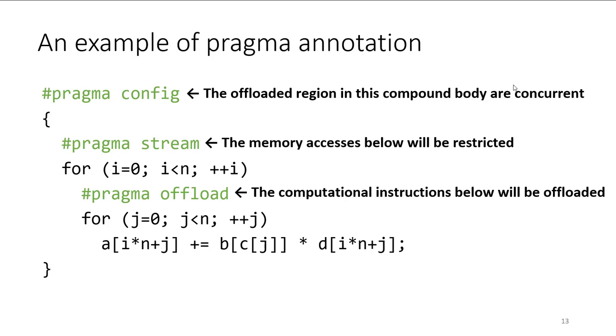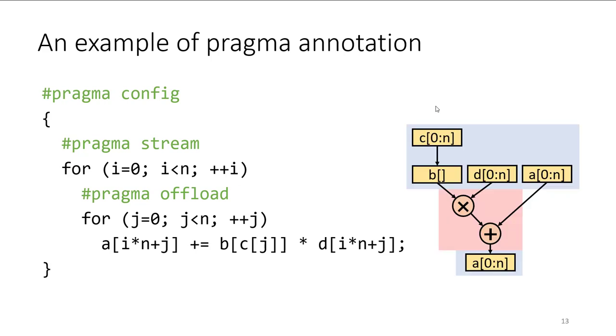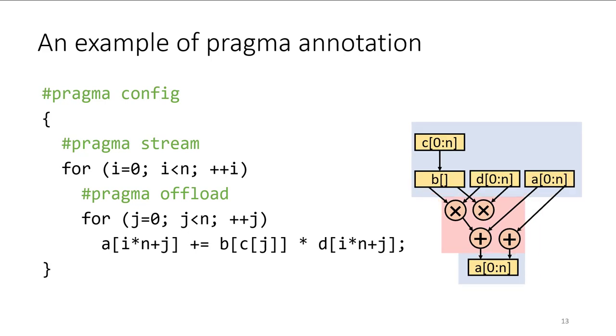Here is an example of programmer hints. The offload pragma indicates the loop body will be offloaded onto the spatial architecture. The stream pragma is very similar to the restrict qualifier in C, which means the memory accesses under this loop level will not overlap each other if they start from different pointers. And the config pragma means the offloaded regions in this compound body are concurrent. With the hints of these pragmas, the compiler can decouple the computation and the memory access, as well as explore the transformation space by enumerating the unrolling degree.